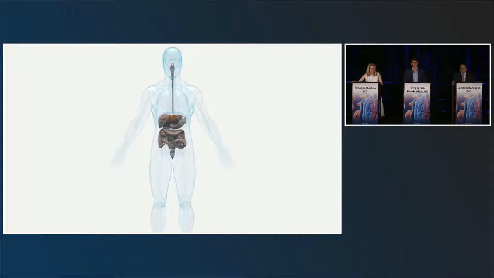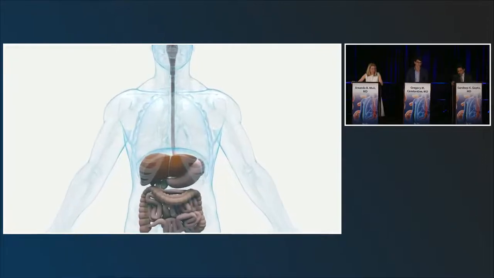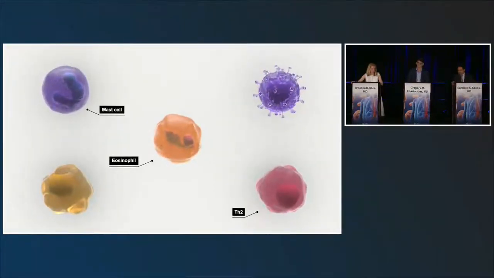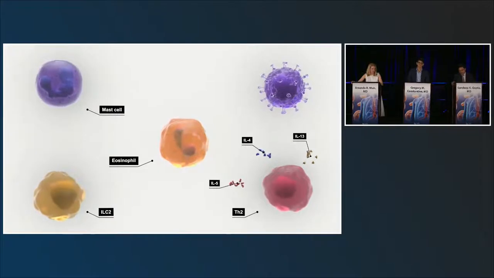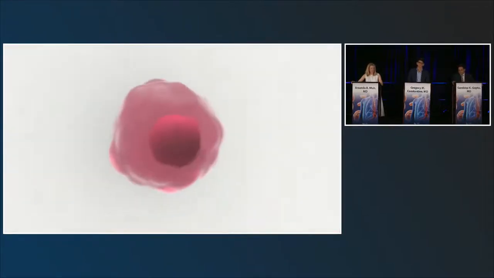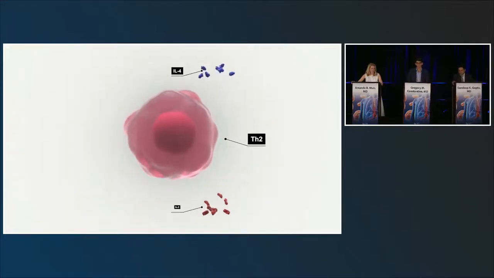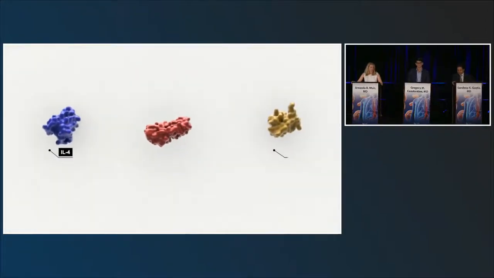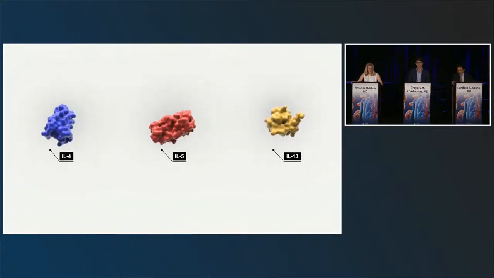Eosinophilic esophagitis, or EoE, is primarily driven by underlying type 2 inflammation, characterized by immune dysregulation and epithelial barrier dysfunction. Mediators of type 2 inflammation include eosinophils, mast cells, Th2 cells that produce the cytokines IL-4, IL-5, and IL-13, ILC2s, and IgE-producing B cells. Th2 cells are a subpopulation of CD4-positive T cells, which secrete IL-4, IL-5, and IL-13 and stimulate the type 2 response.